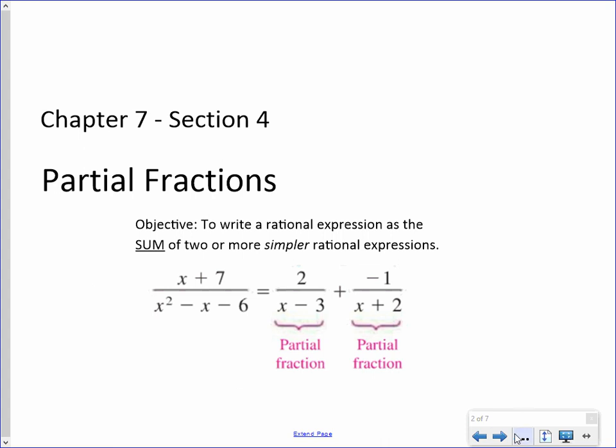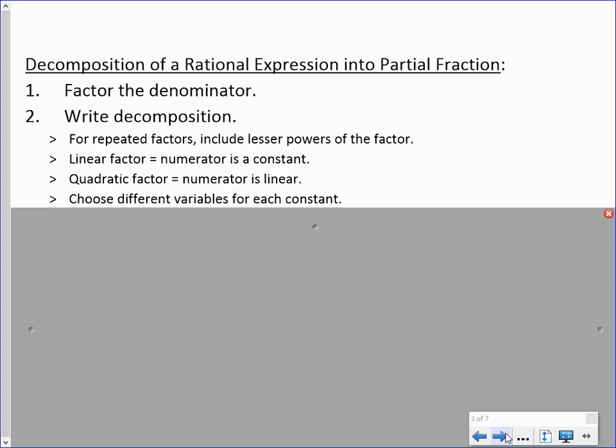So the first slide has just a list of some of the steps that you went over in the video yesterday. So I would imagine if you took notes from the video, you jotted these things down on that slide. So decomposition of a rational expression into a partial fraction includes step 1, factoring the denominator. Everybody did that in our warm-up. Okay, so we got to use our factoring skills.